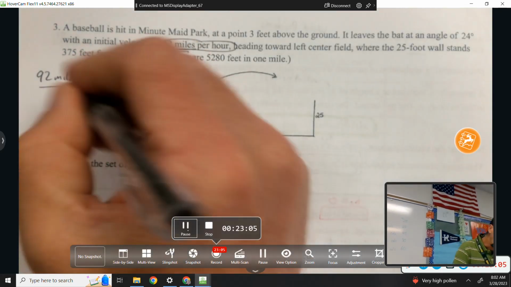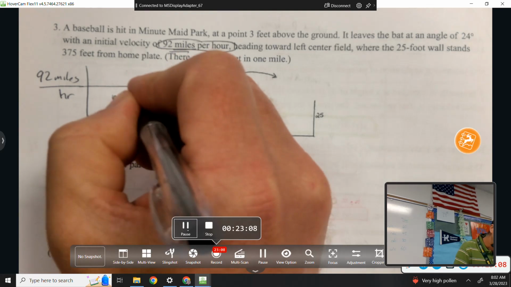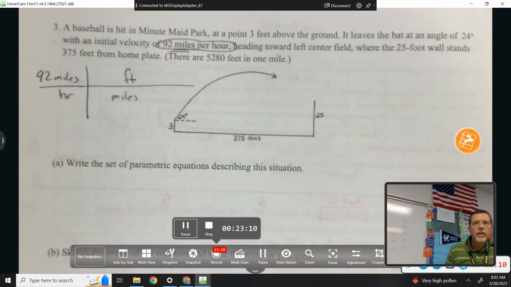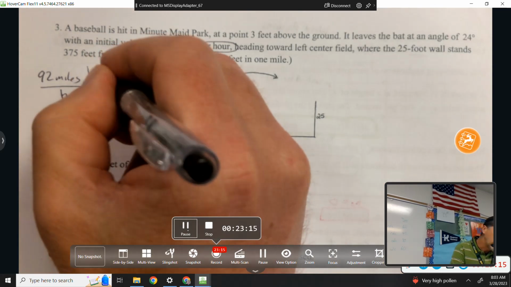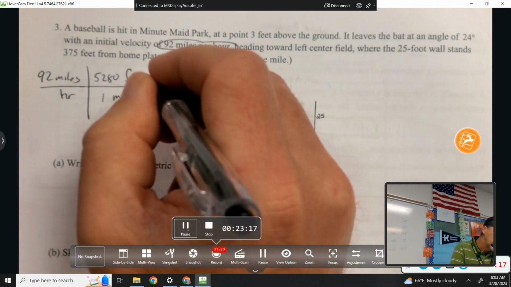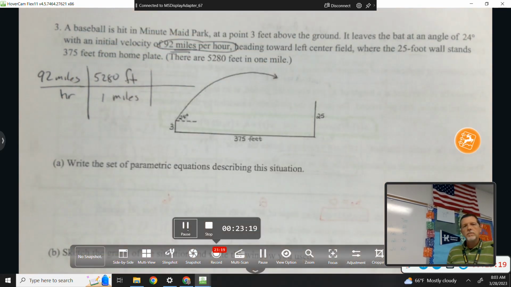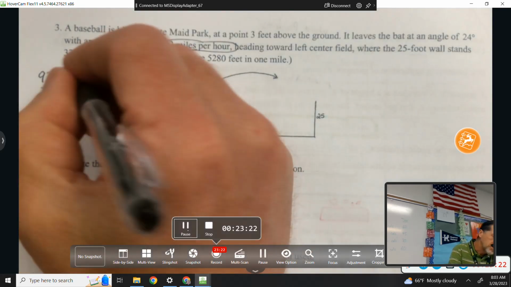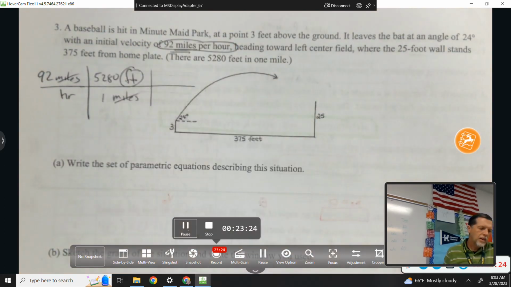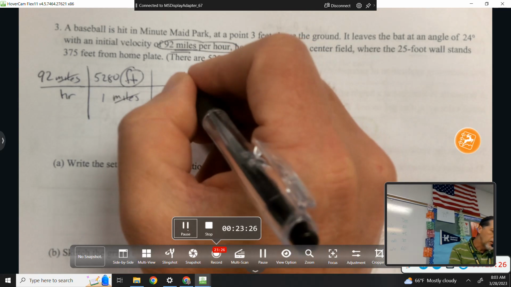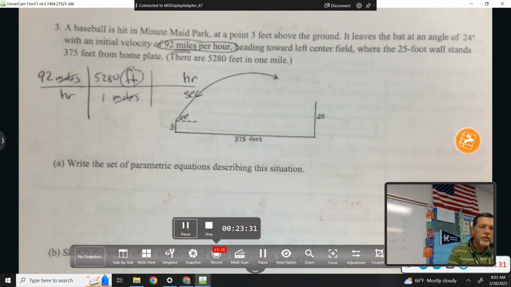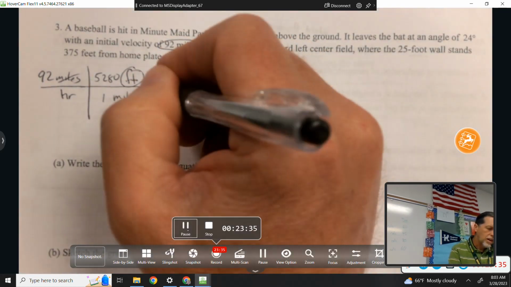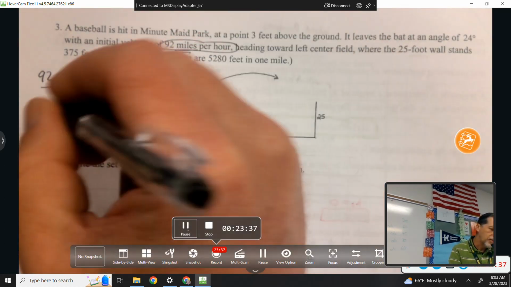So I need the miles to cancel, so I'll put miles in the bottom, feet in the top, and then it tells me right here there are 5,280 feet in 1 mile. So miles are gone, and now I've got feet. I want the hours to cancel, so I'll put hours in the top. And I think I can go all the way from hours to seconds, because I know how many seconds are in an hour. 3,600 seconds in an hour.